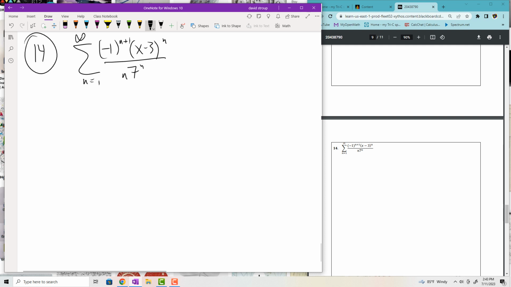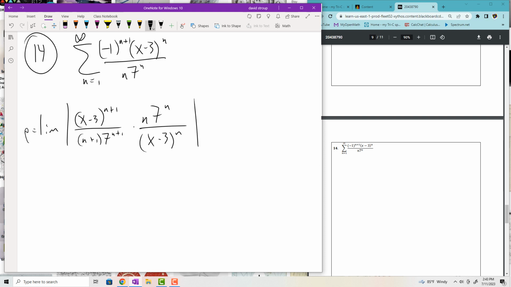So you approach it the same way as before. Please note you will not include the -1. The absolute value gets rid of it. So I'll just have the x minus 3 to the n plus 1 all over n plus 1 times 7 to the n plus 1 times the reciprocal of a sub n. So it'll be 7 to the n times n all over x minus 3 to the n. Then I start simplifying. So first this part right here, that's just x minus 3 to the first power. Right, so I get the limit of the absolute value of x minus 3 to the first.